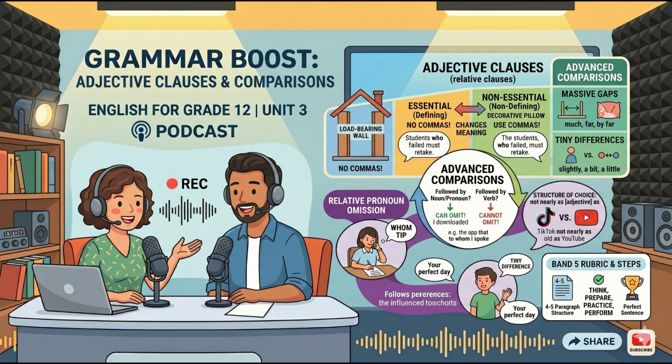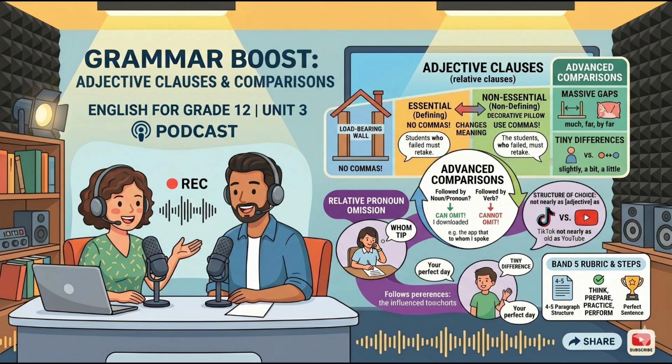Let's talk about the actual rubric for a second. We have these grammatical cheat codes: the load-bearing clauses, the strategic commas, the nuanced degrees of comparison. How does this physically translate to points on the page for you? Well, to hit band 5, which is the highest possible mark, you need almost flawless execution of both adjective clauses and comparisons. No pressure. Right, seriously.